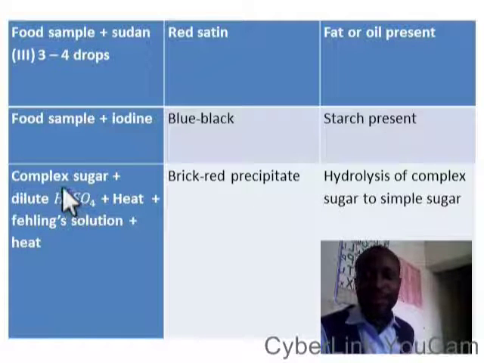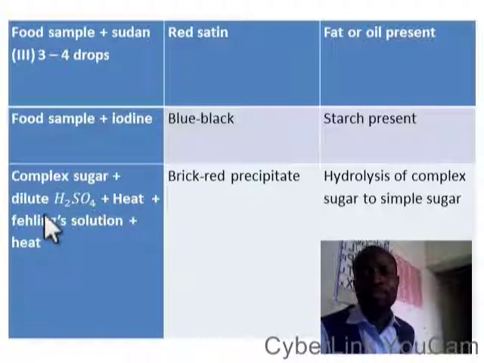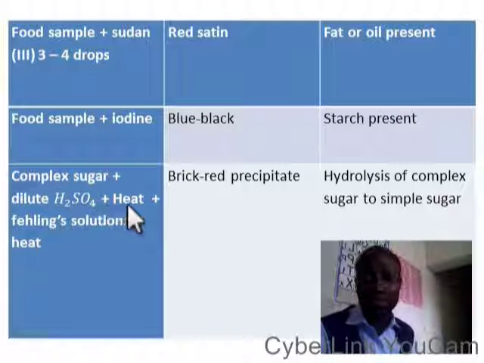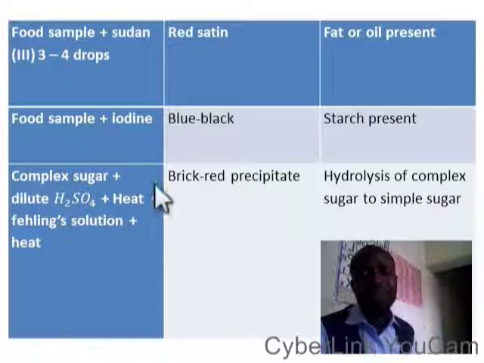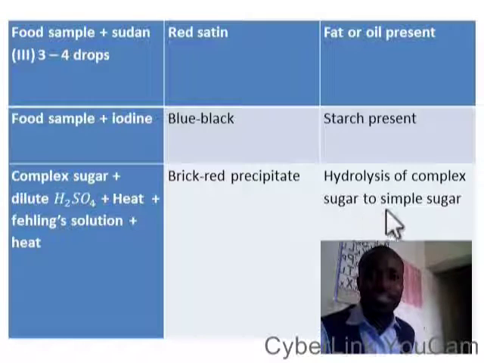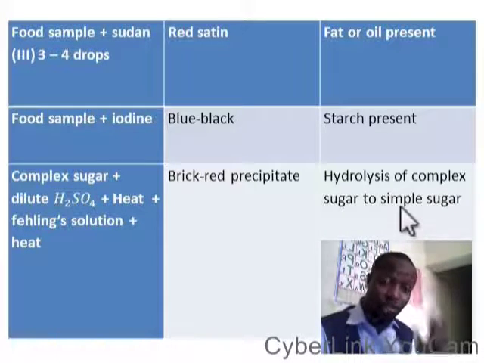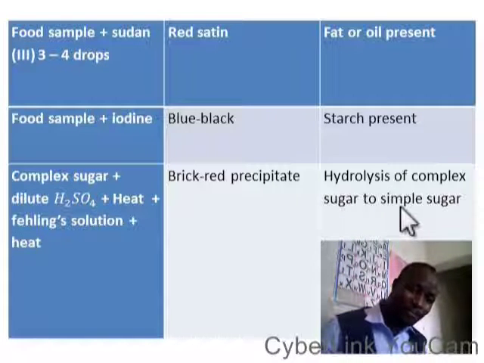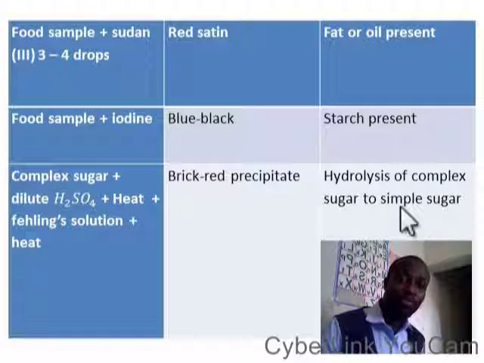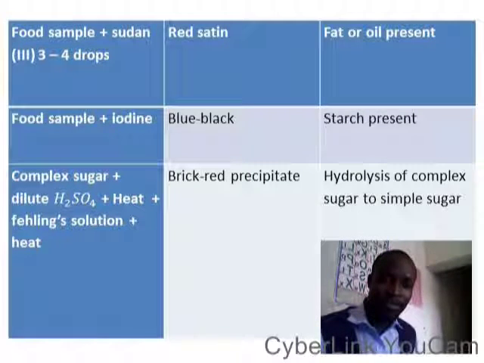Now, look at this. Complex sugar plus dilute H2SO4 plus heat plus Fehling's solution, then you heat it. A brick red precipitate shows hydrolysis of complex sugar into simple sugar. Now learn this and you should know what you are doing by learning them. Commit them to your mind because any of them could come out in any of your external exams. And as they come out, you will be able to know that you have done something well.